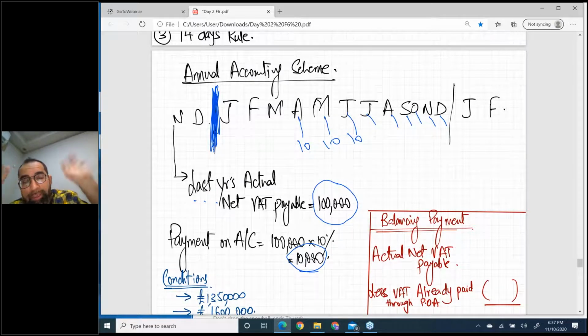With reference to last year, what is the total of 9 POA in this question? 10,000 per POA multiplied by 9 is 90,000.